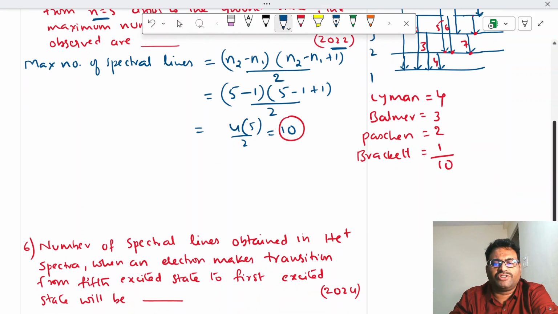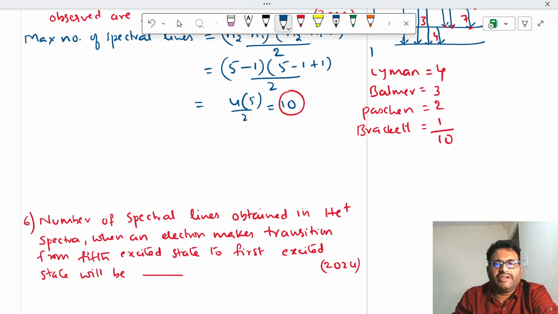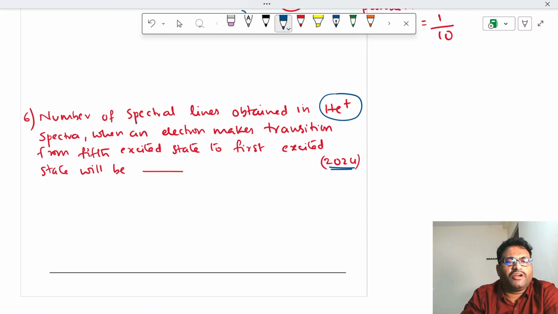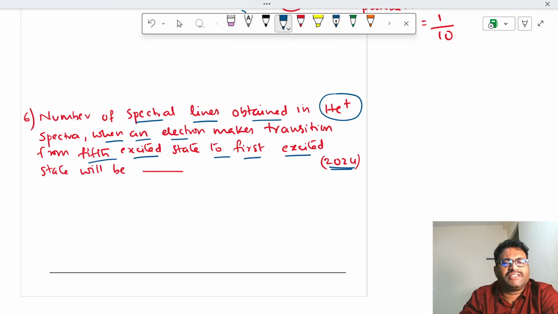Let us go with the next question, which is very much similar. And here in the formula, we don't have Z. It does not depend upon the type of element taken, the one electron species. It is also a one electron species, but it does not depend upon the atomic number. It was given in 2024. The number of spectral lines obtained in the He plus one electron species spectra when an electron makes a transition from the fifth excited state to the first excited state will be.